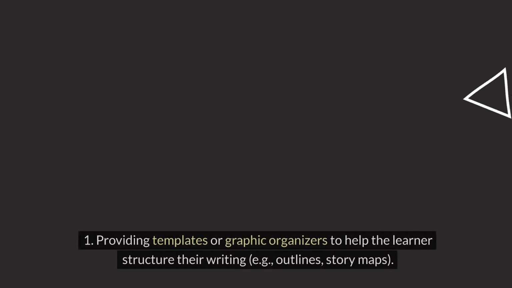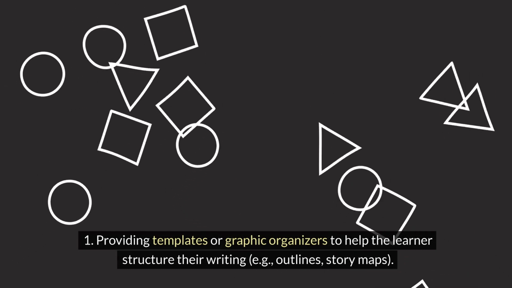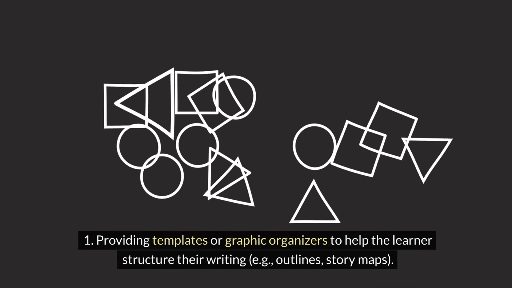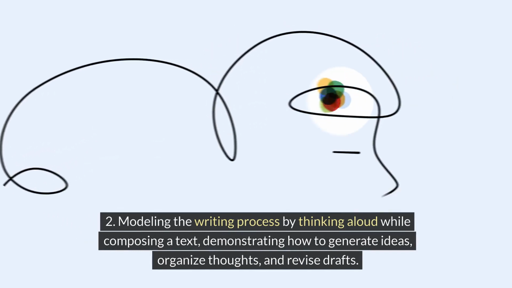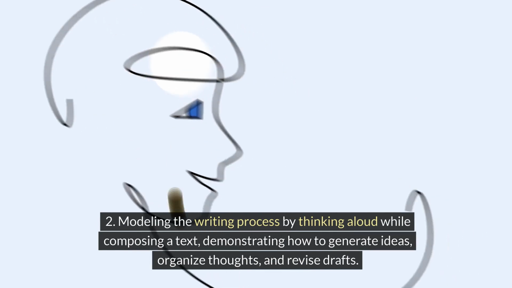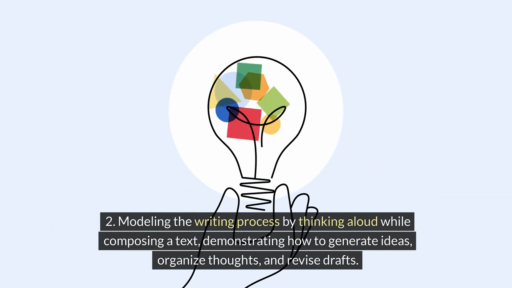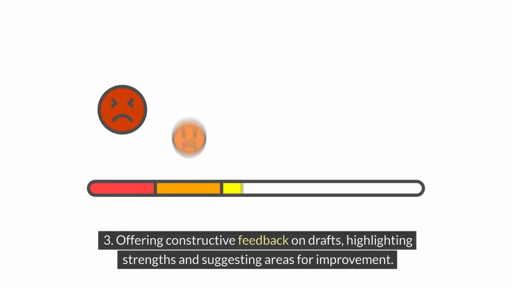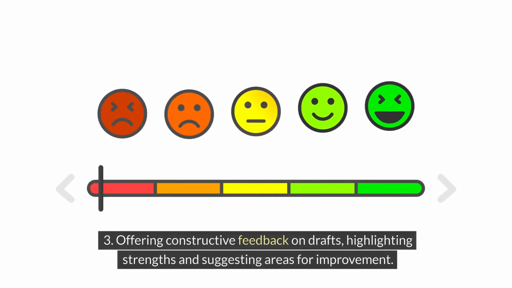Writing. 1. Providing templates or graphic organizers to help the learner structure their writing, e.g. outlines, story maps. 2. Modeling the writing process by thinking aloud while composing a text, demonstrating how to generate ideas, organize thoughts, and revise drafts. 3. Offering constructive feedback on drafts, highlighting strengths and suggesting areas for improvement.